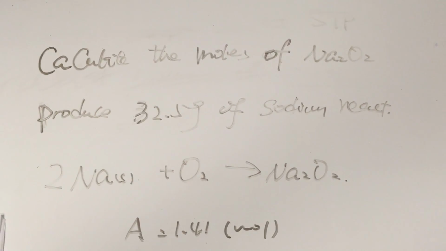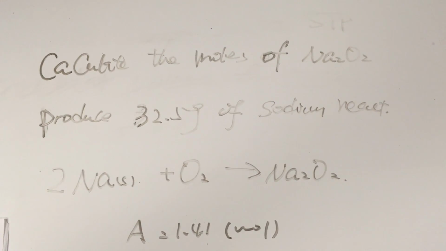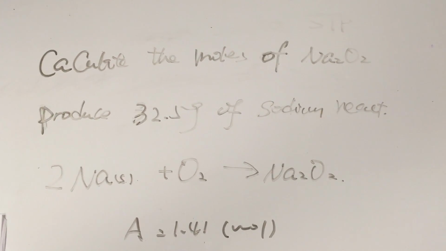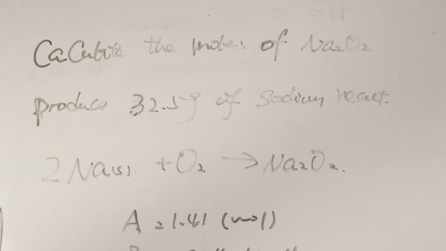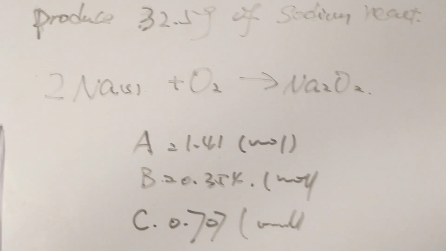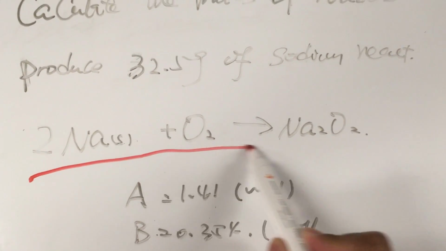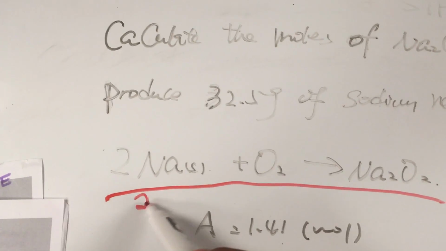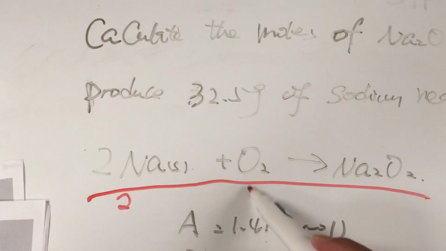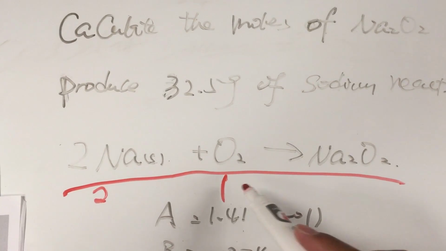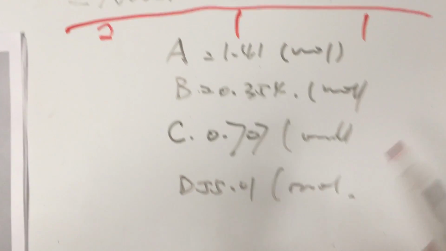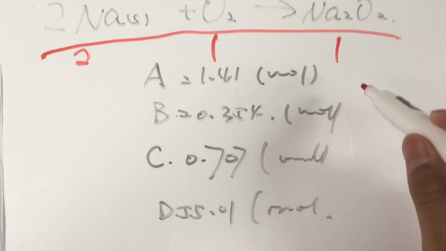This question is about calculating the moles of sodium peroxide produced when 32.5 grams of sodium react. So this is the formula for this reaction. As we know, we got 2 moles of sodium, 1 mole of oxygen, and 1 mole of sodium peroxide. They are the answers, so maybe let us choose one.